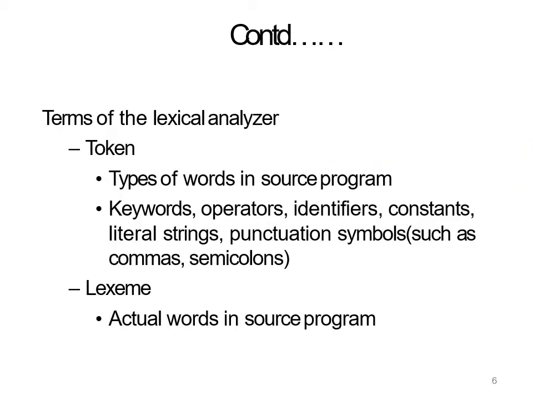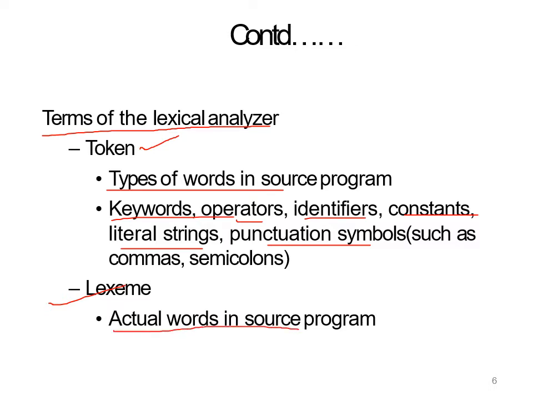Next, the terms of the lexical analyzer which we will use. The first one is a token. A token is a type of word. It might be a keyword, an operator, an identifier, a constant, a literal, or a punctuation symbol, like a comma, semicolon, and so on.